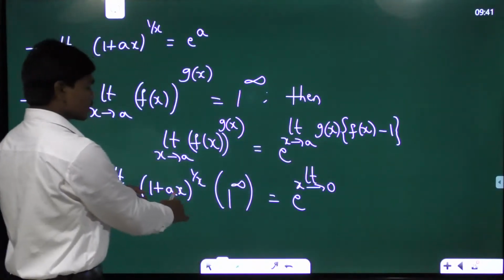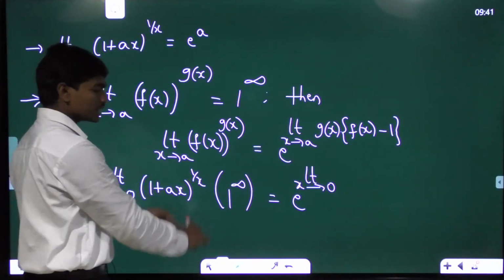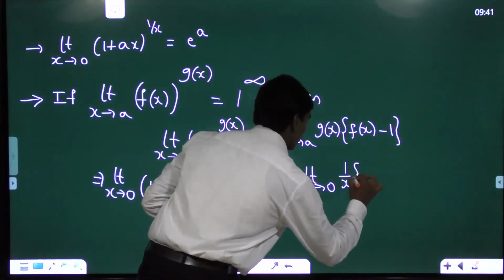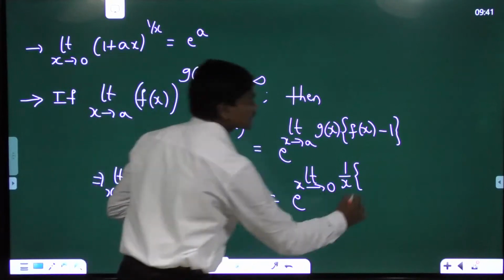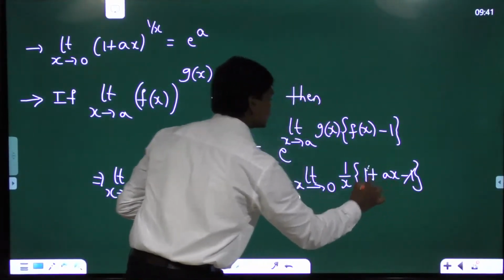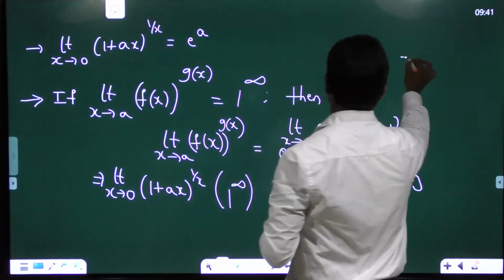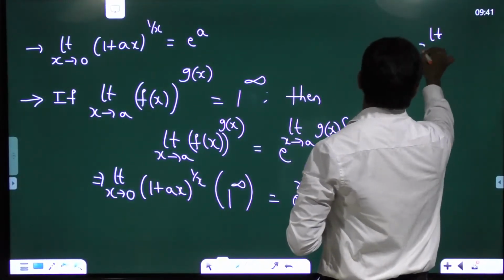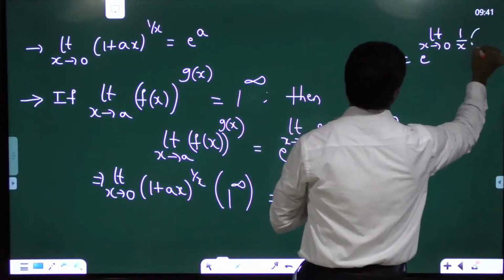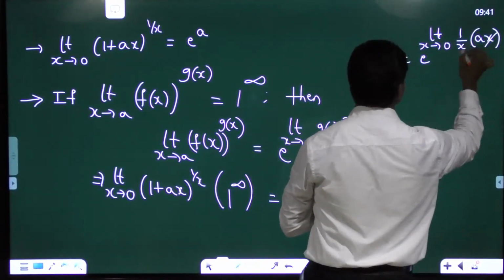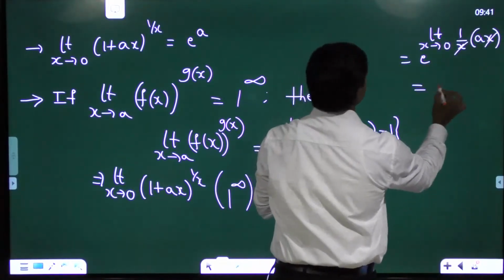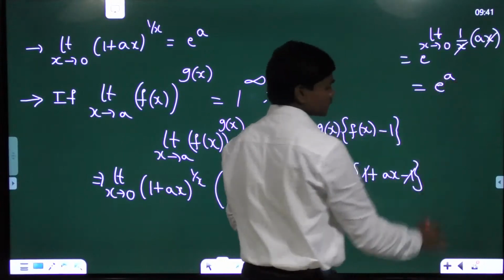Out of 1 plus ax and 1 by x, what is g of x? 1 by x, correct? So 1 by x into, what is f of x? 1 plus ax. 1 plus ax minus 1. So this 1 gets cancelled, and this is equal to e power limit x tends to 0, 1 by x into ax. So this x gets cancelled, and a is a constant, and limit of that a is a again. So we have e power a, which we can analyze in this way as well.